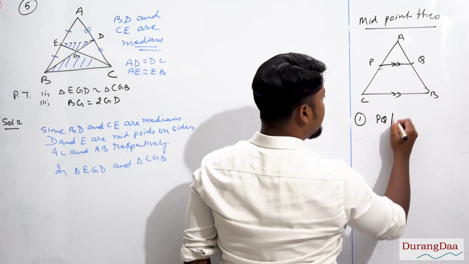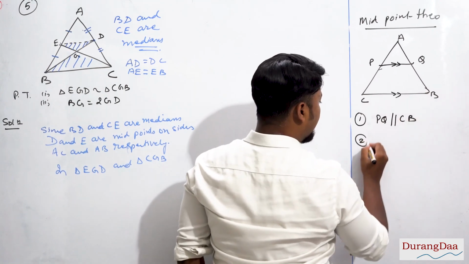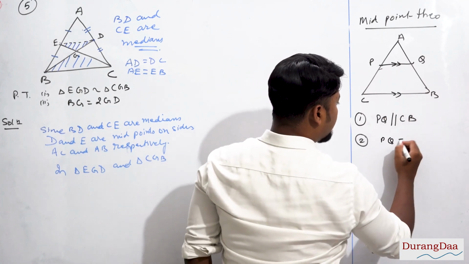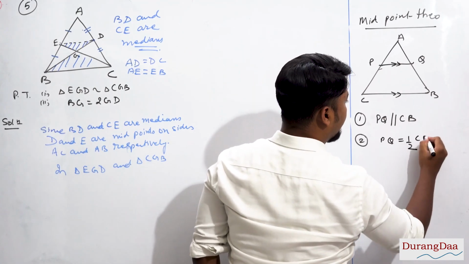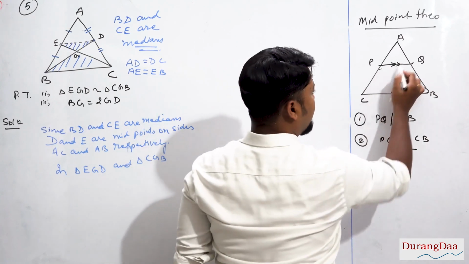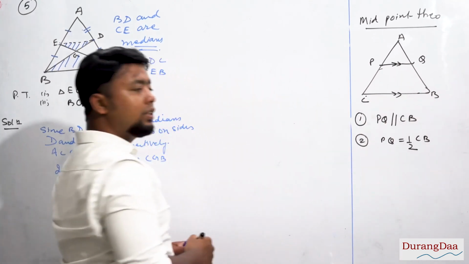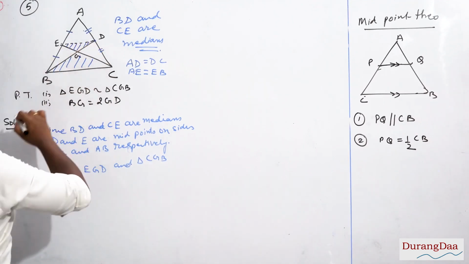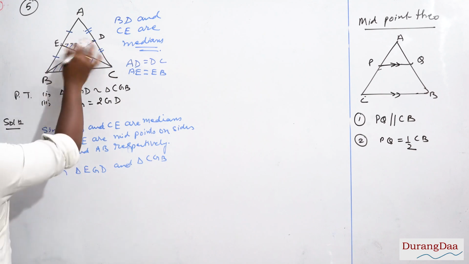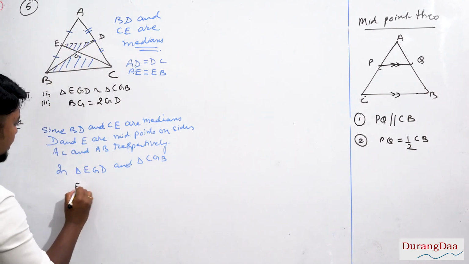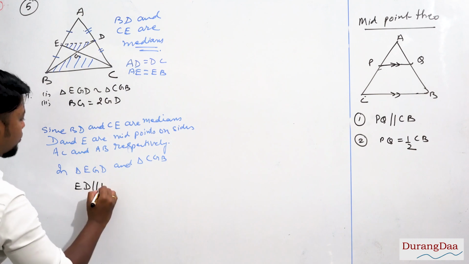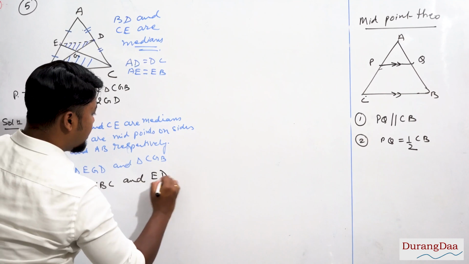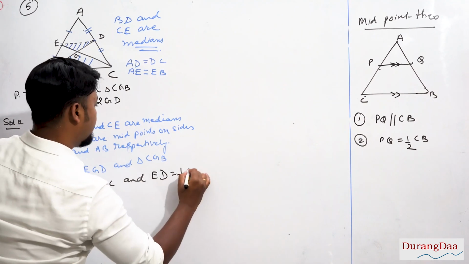So PQ should be parallel to CB. Second one is that this same line PQ would also be half of the third side. Now we have to use these results here. Since E and D are the midpoints and ED is the line connecting the two midpoints, we can write that ED is parallel to BC, and the next result would be ED is actually half of BC.